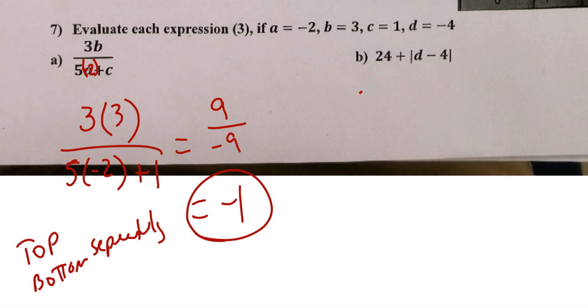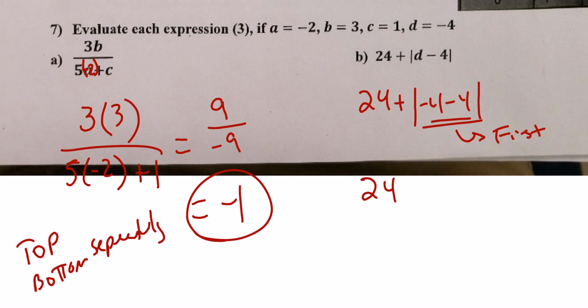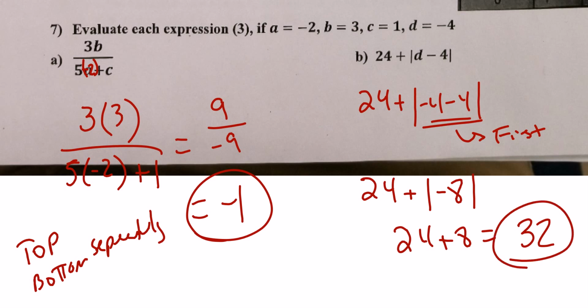24, I'm going to put -4 in for D. So I have 24 plus the absolute value of -4 minus 4. You have to do inside the bar first. I get 24 plus the absolute value of -8. Remember, absolute value makes the negative go away, so it becomes 24 plus 8, which is 32. And that's it for 7.